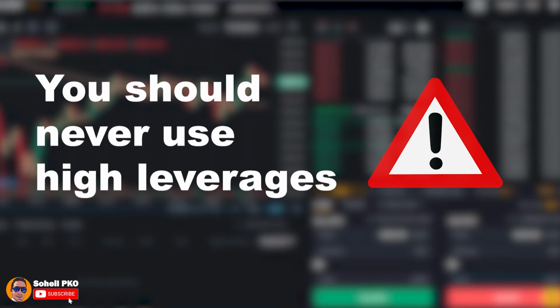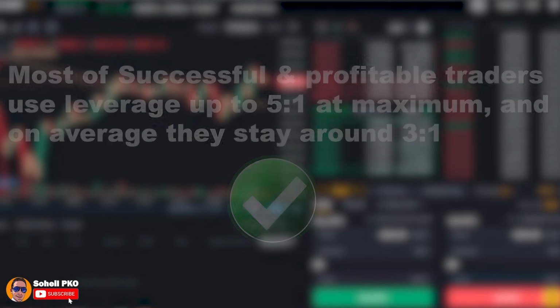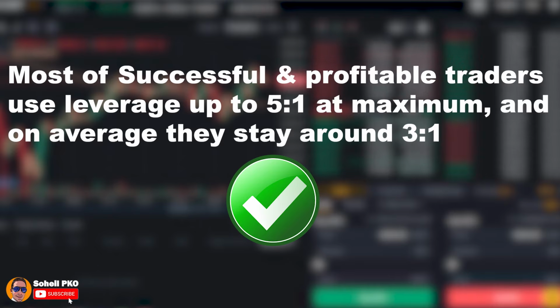It's highly recommended that you should never use maximum available leverage or high leverages, because those high leverages are for professionals to show flexibility when they need it. It's not for beginners and ordinary traders. You should always choose a conservative amount of leverage in the normal course of trading. Most successful and profitable traders use leverages up to 5 to 1 at maximum, and they rarely go higher than this level, and on average they stay around 3 to 1.